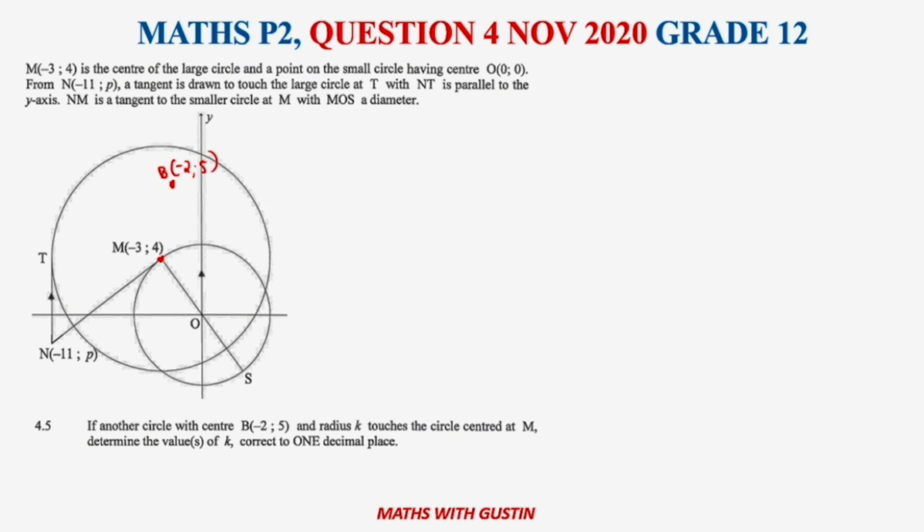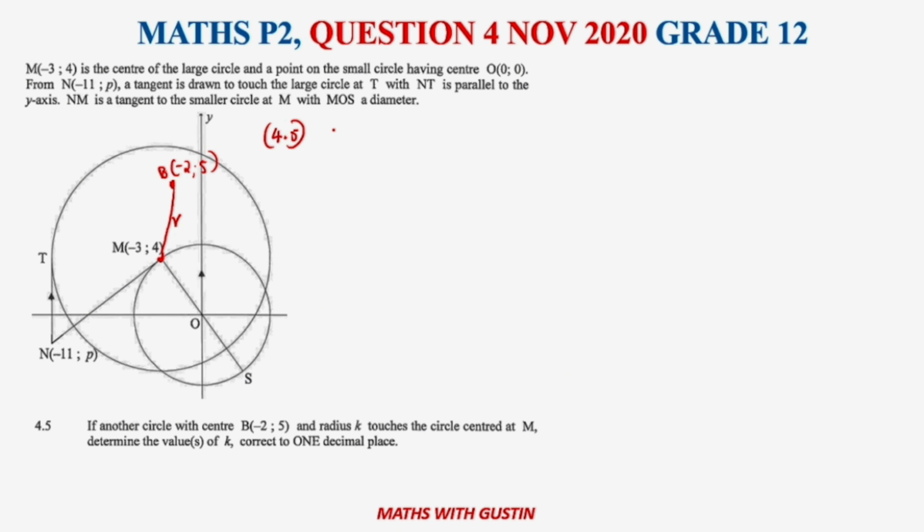Basically they're just asking us to calculate this value here. Hope you guys can follow. So how do they want us to calculate r, the radius? The radius of this circle will simply be this one here. So what we can do is calculate the distance between B and M. We need to calculate the distance BM to give us the radius that we are looking for.